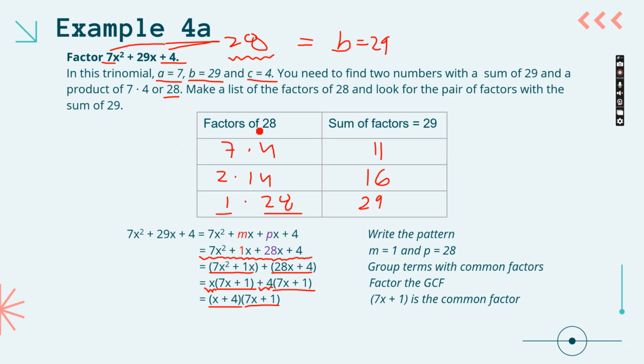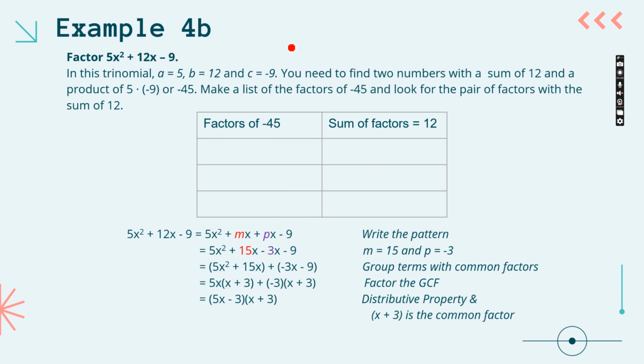And so that's what we did here in our list, right? We broke down factors of 28, 7 times 4, 2 times 14, and 1 times 28, and found out that definitely 1 times 28 gives you 29 when you add those 2 factors together. At that point, we input it into our pattern, and then we start factoring by grouping.